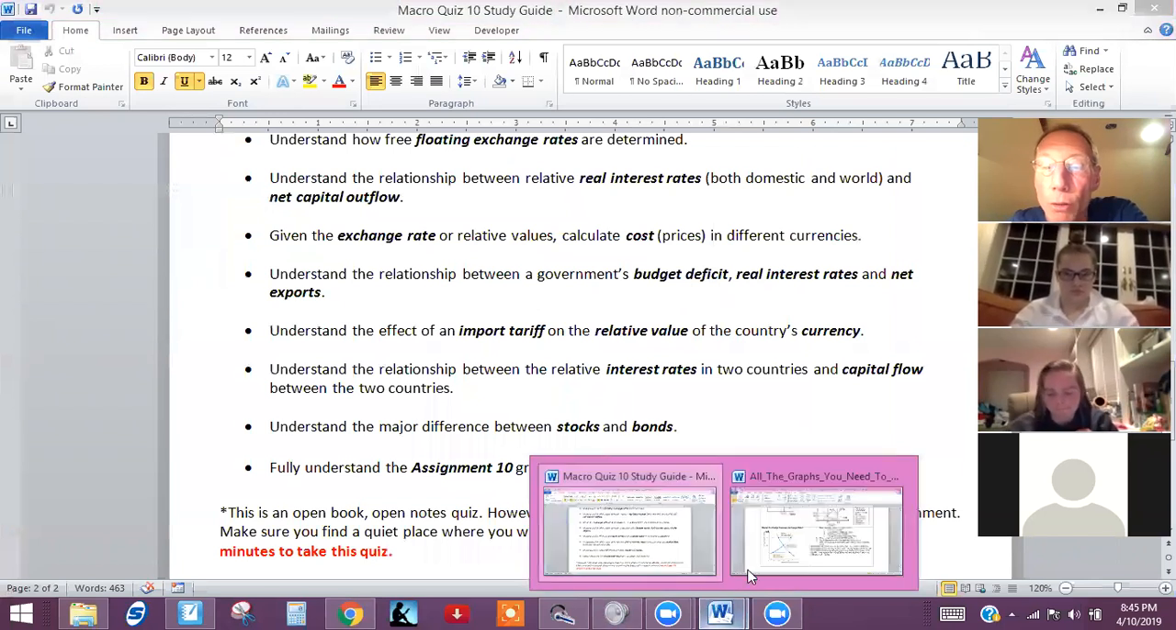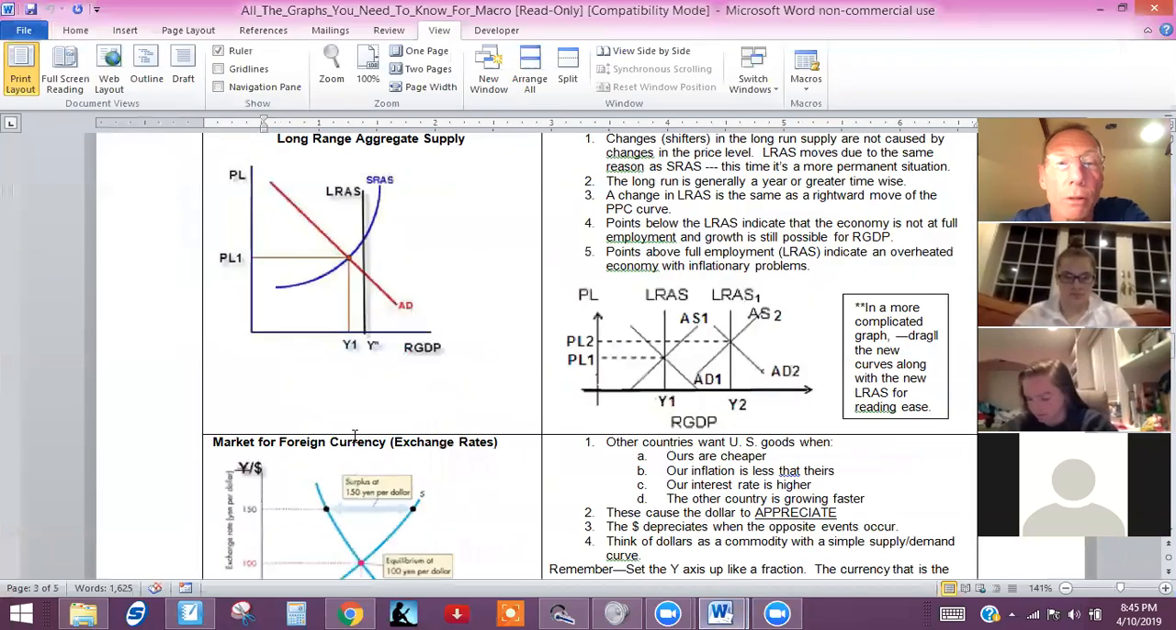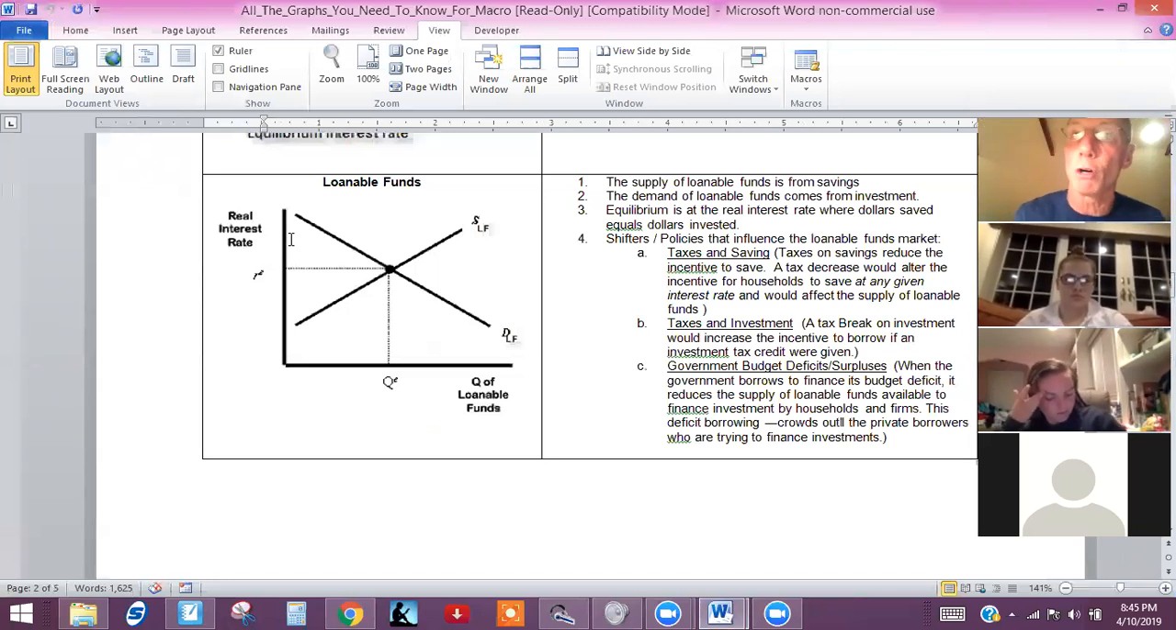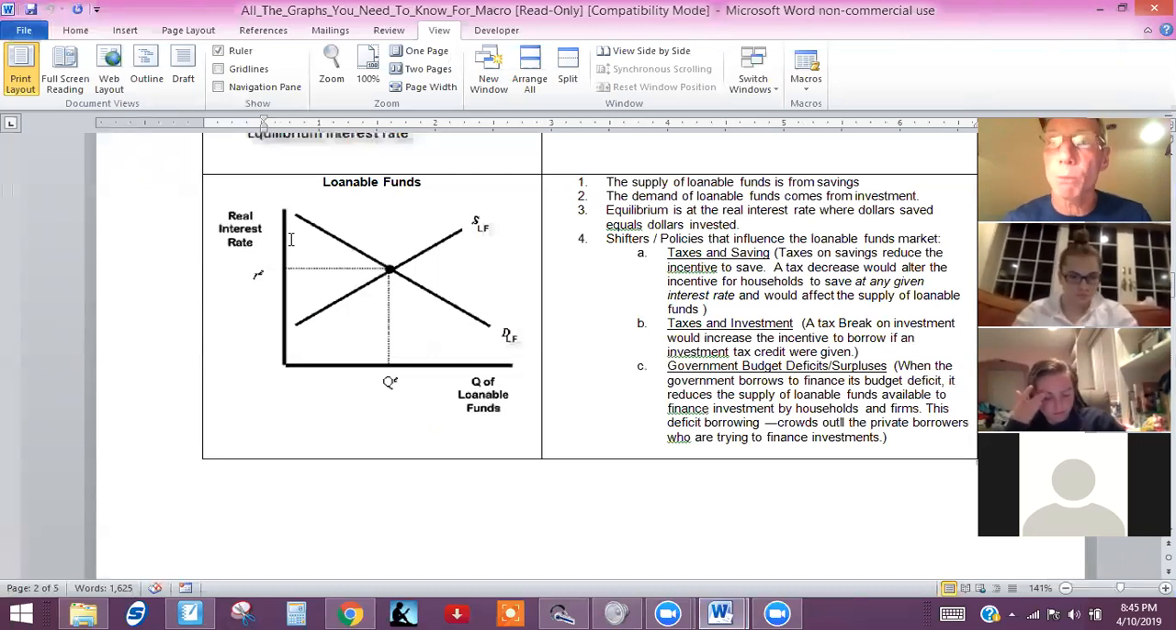And the graph you would use for that is this one right here. The demand for loanable funds goes up, which would drive interest rates up, which would mean capital inflow, which would mean net exports go down. Capital inflow means more imports. Capital outflow means more exports, okay? If capital outflow goes up, net exports go up.